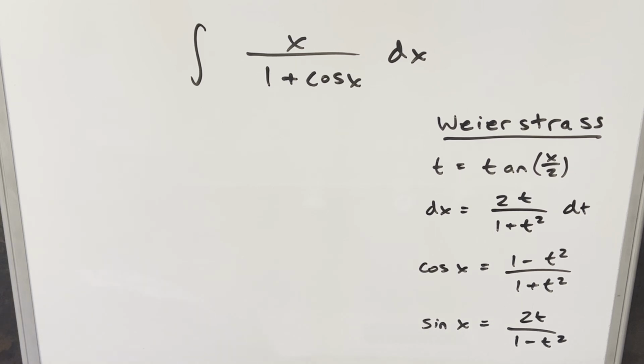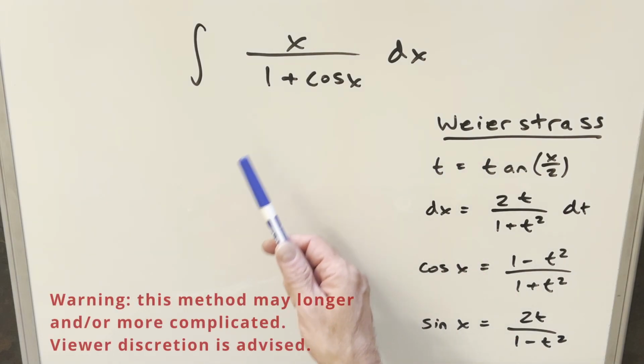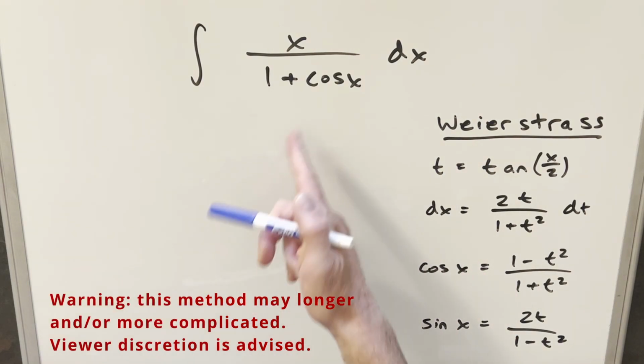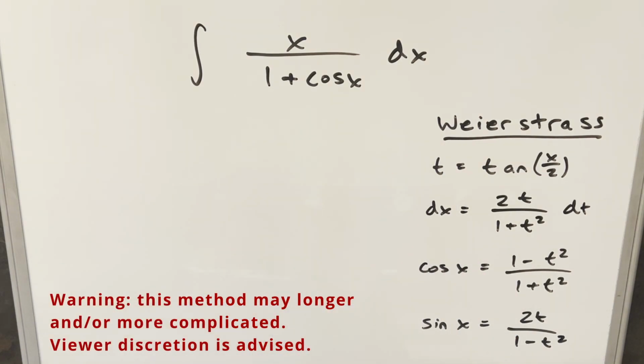Okay, so today I have a little experiment to try. What I wanted to do was see if I could do a Weierstrass substitution on this integral right here. It makes sense with the 1 plus cosine x, but it's not too often that we do it when we have an x in the problem.